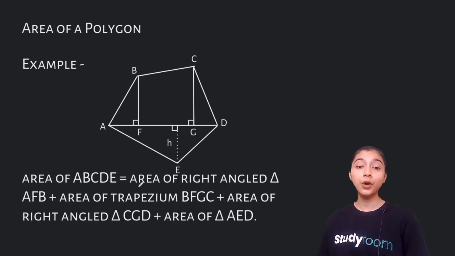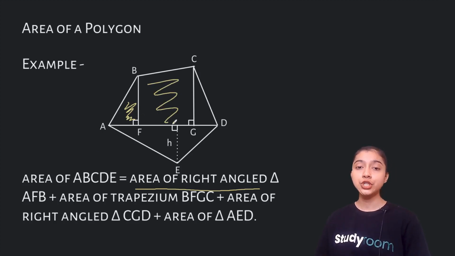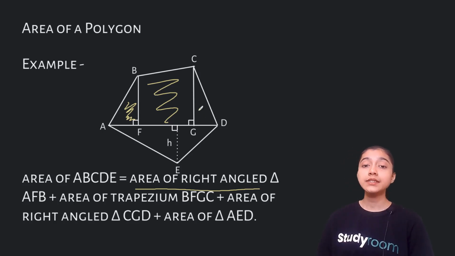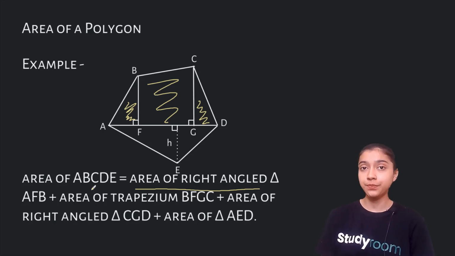So the area of the polygon will ultimately be the area of the right angle triangle AFB, added up to the area of this trapezium BFGC, added up to the area of another right angle triangle, that is CGD, and then added up to the area of this bottom triangle, which is triangle AED. Adding up all of them results in the area of the given polygon.